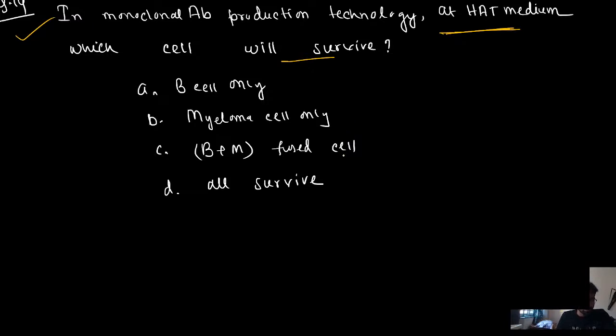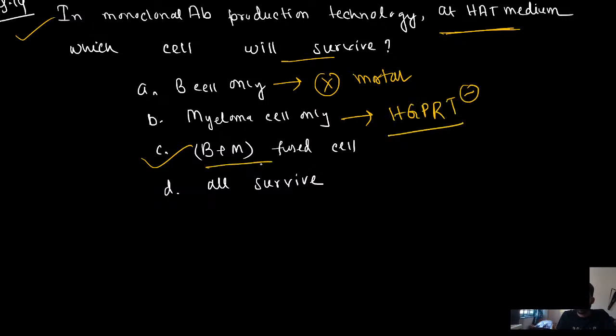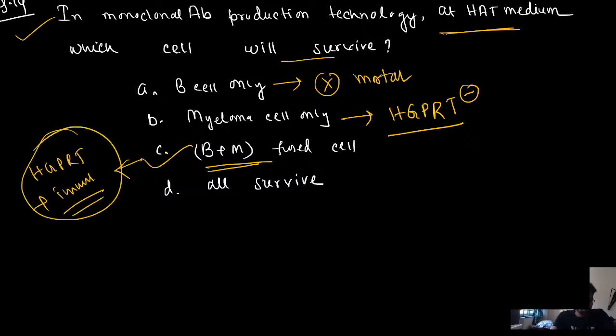Okay, B plus M fused, B plus M fused. Because what happened? B cell will not survive because it is mortal, it cannot live for long, and it is HGPRT minus. So that's why only the B plus M cell survives, because it has both properties: it can synthesize, there is HGPRT also, plus there is immortality. So it can survive.